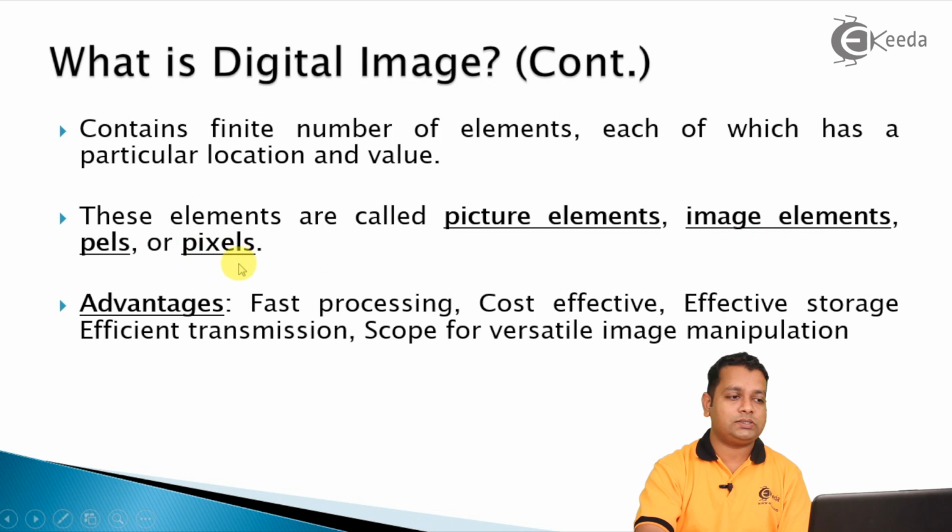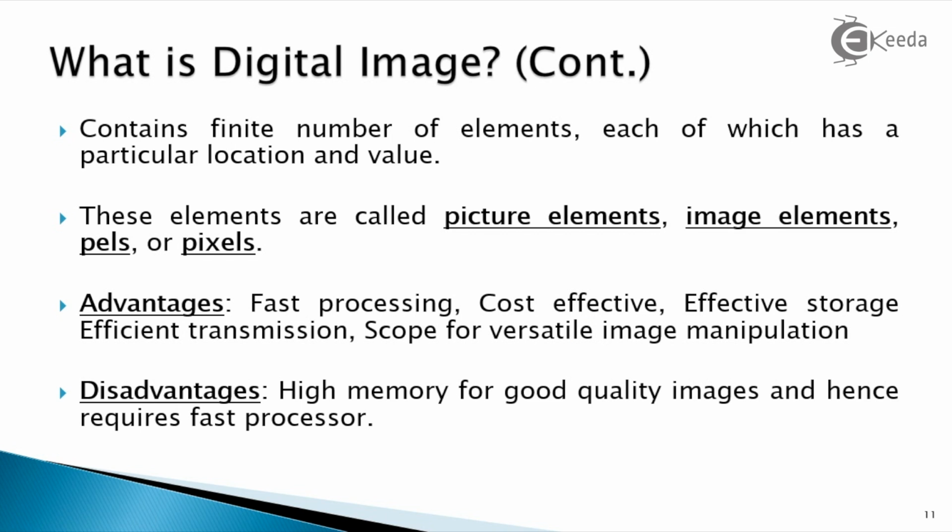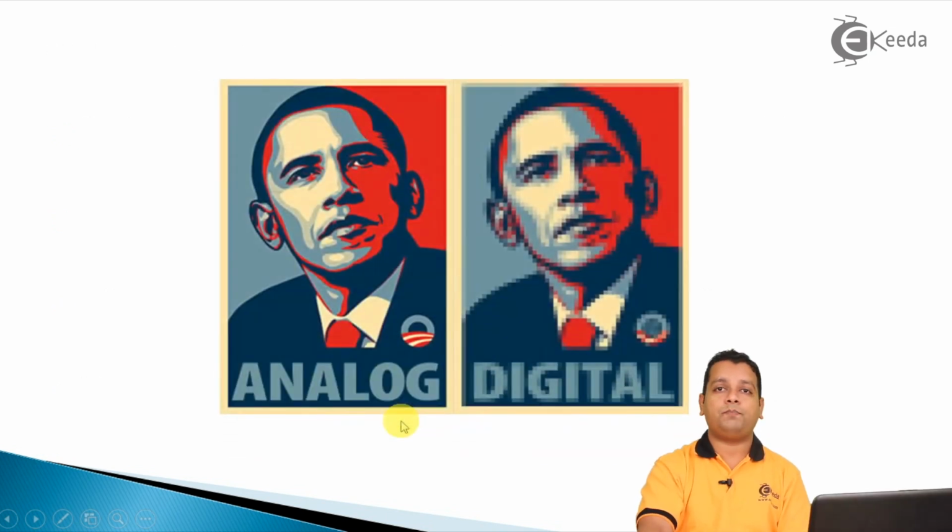So what are the advantages of having such a digital image? The advantage is fast processing, as the memory requirement is less compared to the analog image. It is cost effective, has effective storage and effective transmission from one place to another, along with scope for versatile image manipulations. What are the disadvantages? High memory is required if you want good quality images, and hence it requires fast processors here.